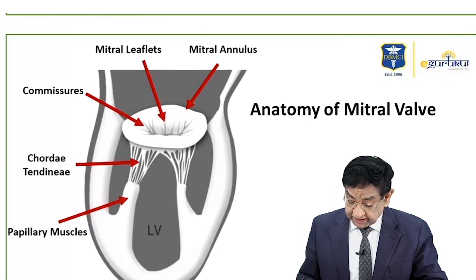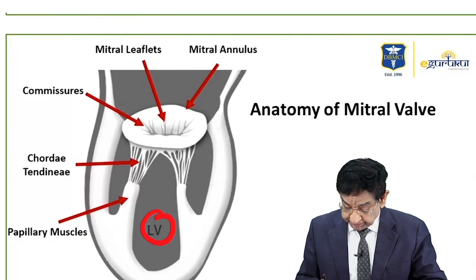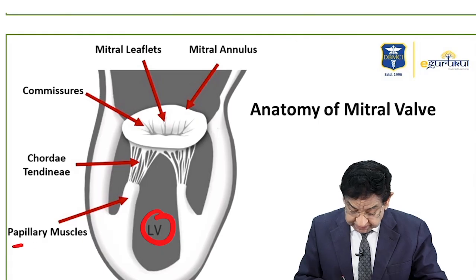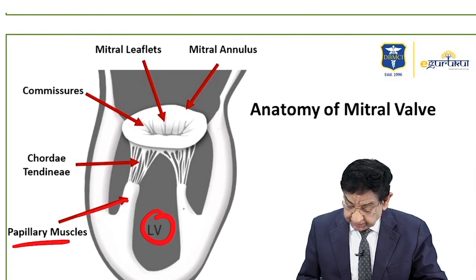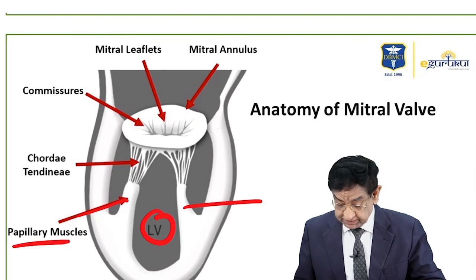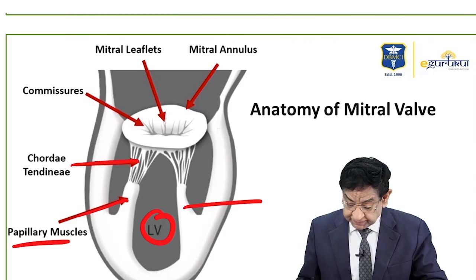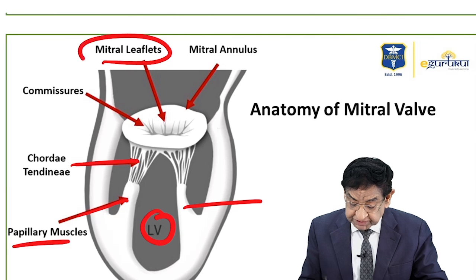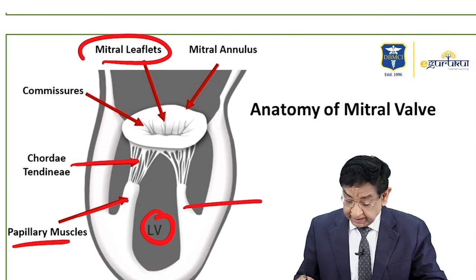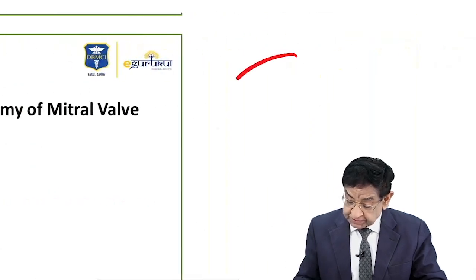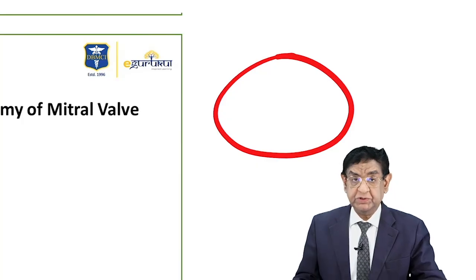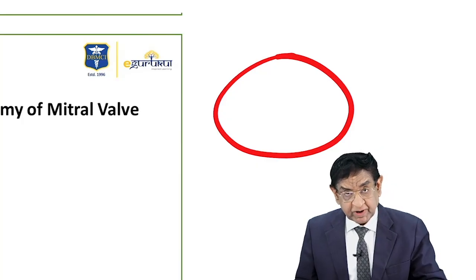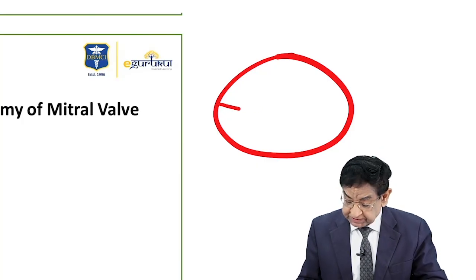We know this is the left ventricle and this is the papillary muscle. The two papillary muscles, and they are the chordae tendineae, and they are attached to the mitral valve leaflets. And this is the annulus, the structure to which the mitral valve leaflets are attached like this.